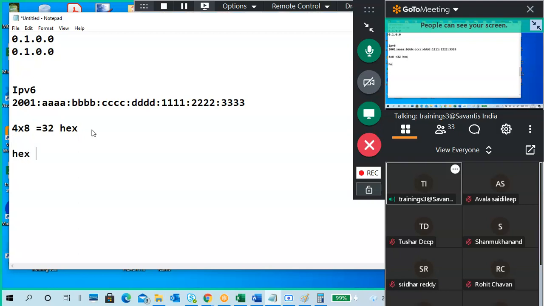Each hexa digit, what is the maximum value in binary representation? F is equal to 15. In binary it is four ones, which means it is a 4-bit number. Now 32 into 4.